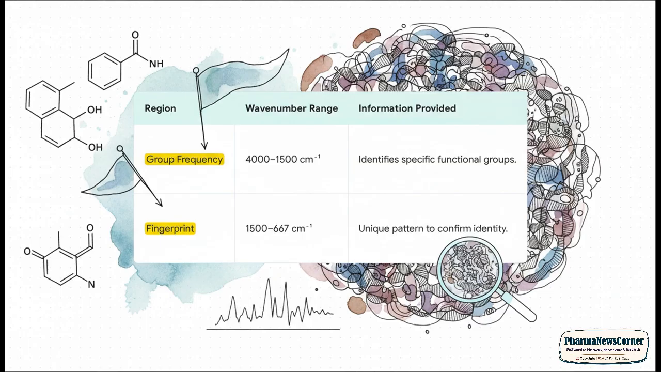Then, on the right side, from 1,500 down, you've got the famous fingerprint region. This part is way more complex. It's got tons of peaks that come from vibrations of the entire molecular skeleton. And while it's tough to figure out what every single peak is, the overall pattern is absolutely 100% unique to that molecule. This is how we can confirm the identity of something by matching it to a known sample.